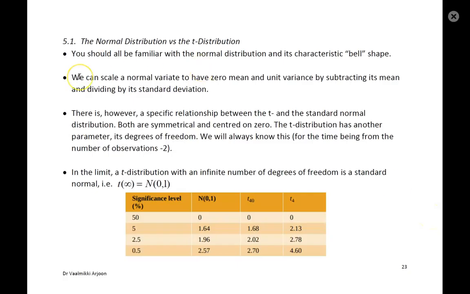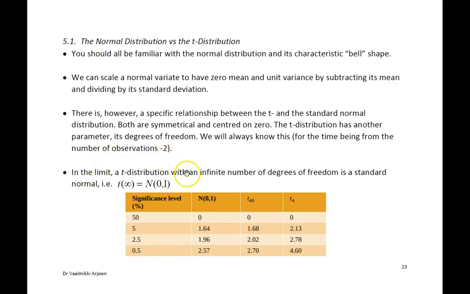Okay, so what is the difference between the normal distribution and the t distribution? They both look similar. The normal distribution is a bell shape. We can scale a normal variate to have zero mean and unit variance by subtracting its mean and dividing by the standard deviation. But there's a specific relationship between the t distribution and the standard normal distribution. Both are symmetrical and centered around zero, but the t distribution has another parameter, its degrees of freedom, which we will always take for the time being as the number of observations minus 2.